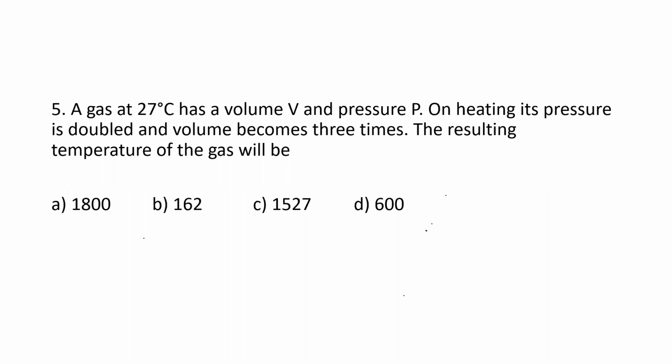Next question. A gas at 27 degrees Celsius has a volume V and pressure P. On heating, its pressure is doubled and volume becomes 3 times. So a gas at 27 degrees Celsius has a volume of V and pressure P. On heating, its pressure is doubled, then volume becomes 3 times. The resulting temperature of the gas will be? So how to do this?